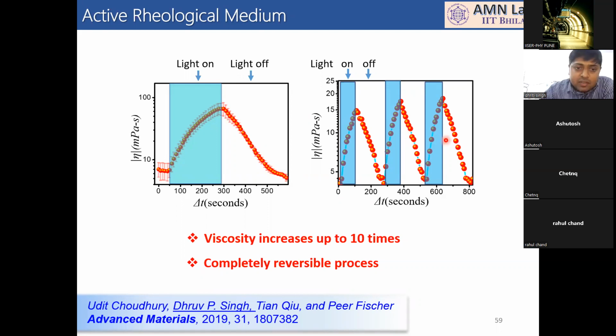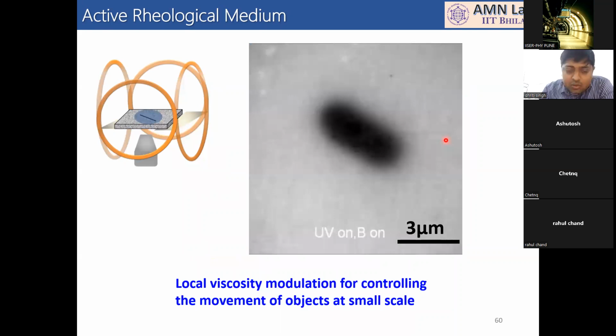So this is inspired by biological systems, and active rheological mediums is an interesting area. It has some applications also. At a small scale, suppose you want to control the motion of objects, like a bacterium moving in a fluid. How can you control it? You don't have a braking system like in the moving devices we have. So here we can control it by changing the viscosity of the medium.